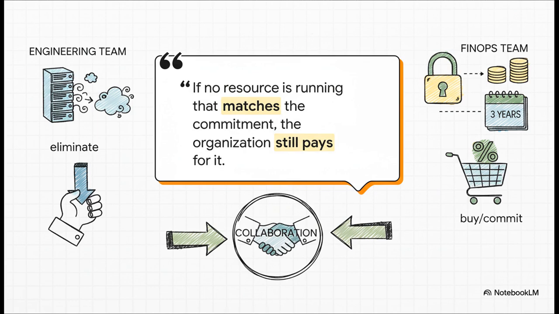Okay, and this leads us to a really, really important point. This is where things can go wrong. Picture this. Your engineers are working super hard to get rid of a machine to save money. At the exact same time, your FinOps team, also trying to save money, buys a 3-year commitment for that exact same machine.